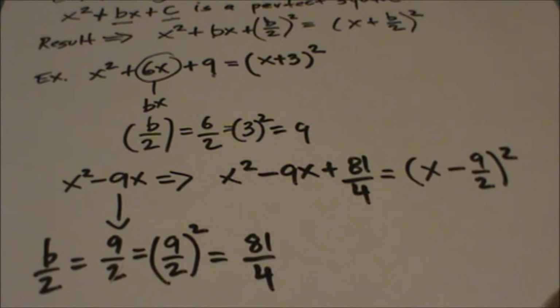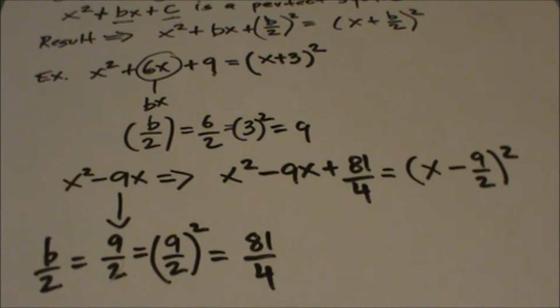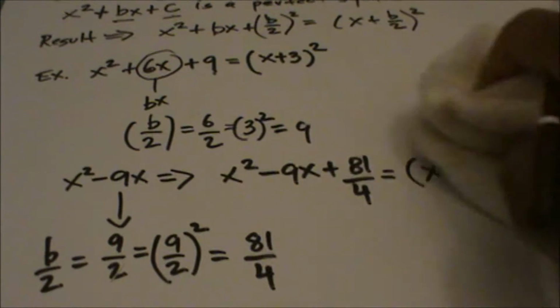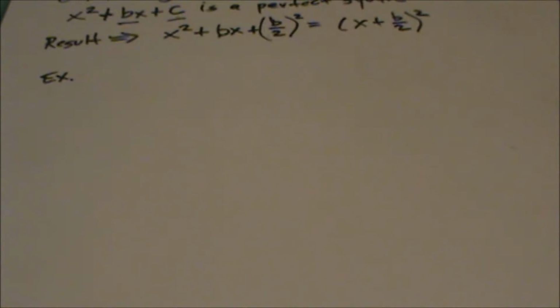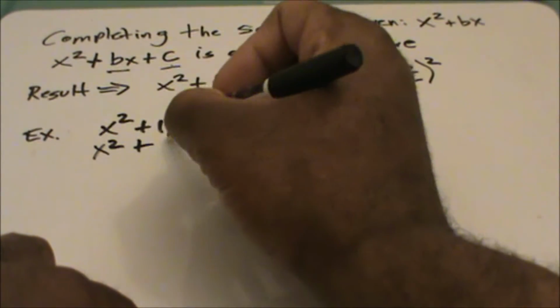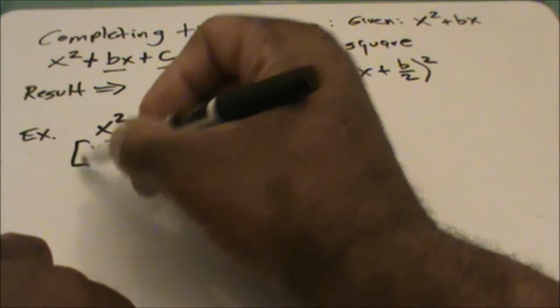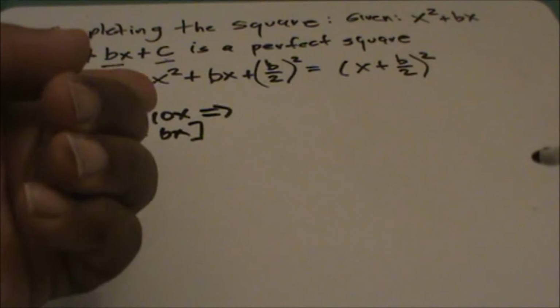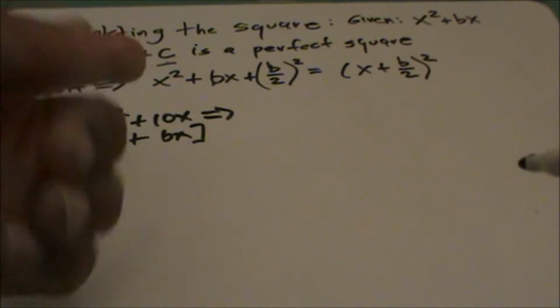All right, let's try one more, and I'll erase this part right here. We'll try x squared plus 10x. Again, we are demonstrating the form of x squared plus bx. This is the format. So when you're given this format and completing the square, you're only finding the third term, which will be the c value.